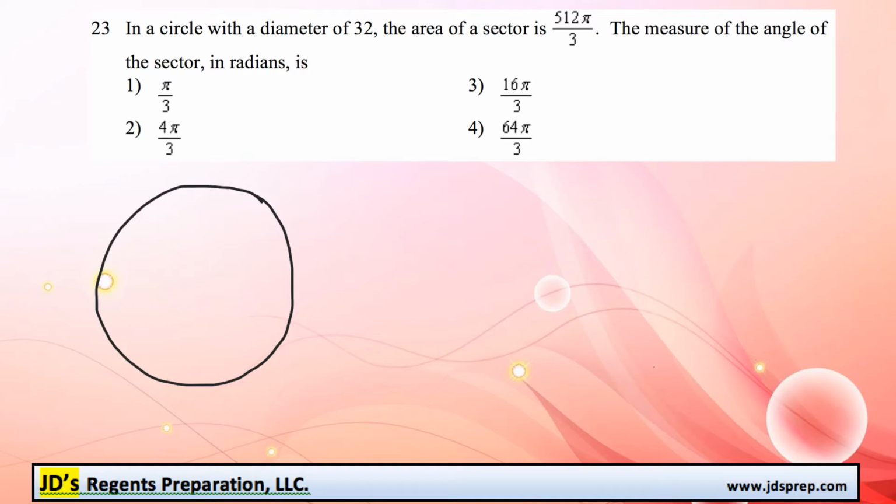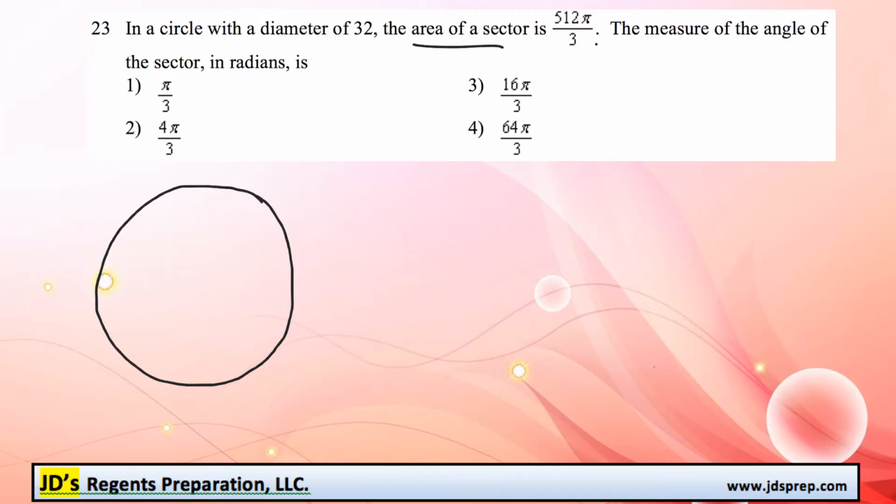Welcome to question number 23 from the August 2017 Geometry Regents exam. In this question, we've got a circle with a diameter of 32, and we're given the area of a sector is 512 pi over 3, and we're trying to find the measure of the angle of the sector in radians.